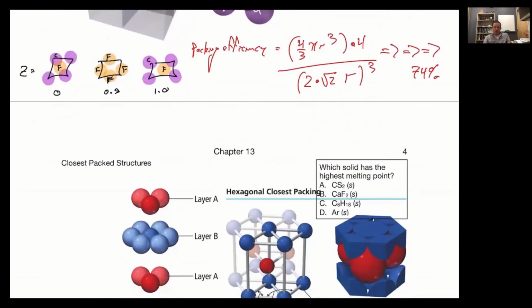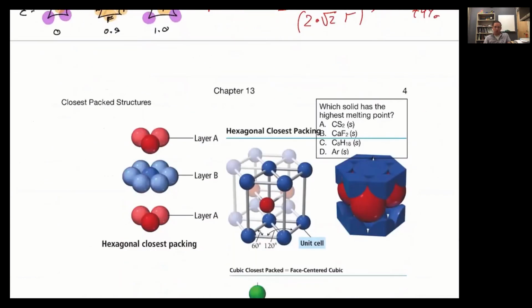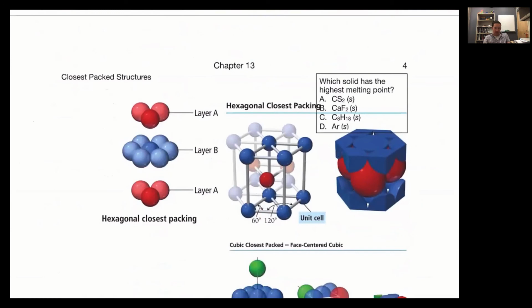Your book will talk a little bit about closest packing structures. They show one more non-cubic unit cell, hexagonal closest packing. That's the name of it. And it's not a cube, it's now, I guess, a hexagon. The bottom layer and the top layer are the same, and then the middle layer is sort of offset. So that's why they're different colors like that.